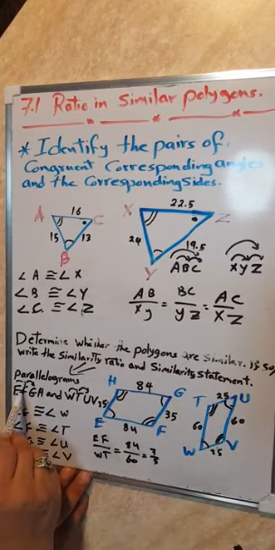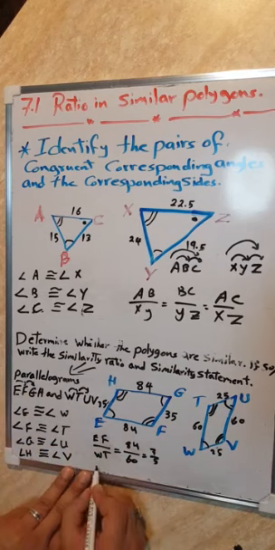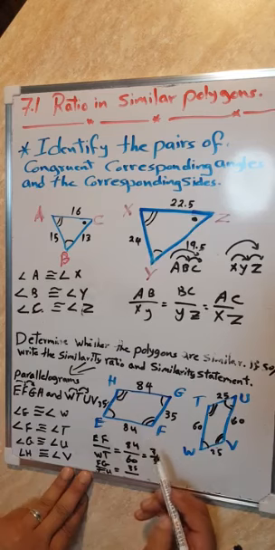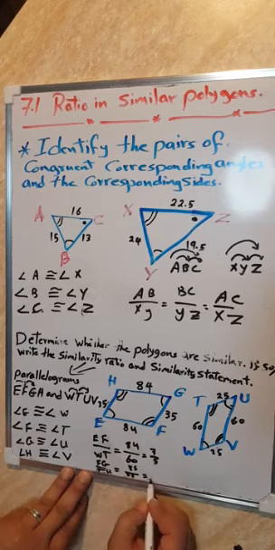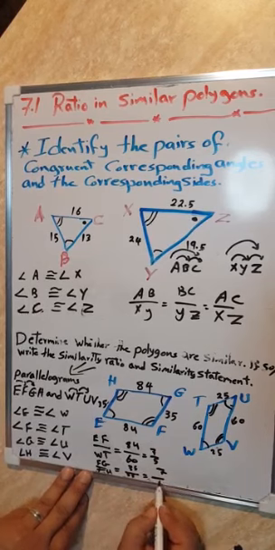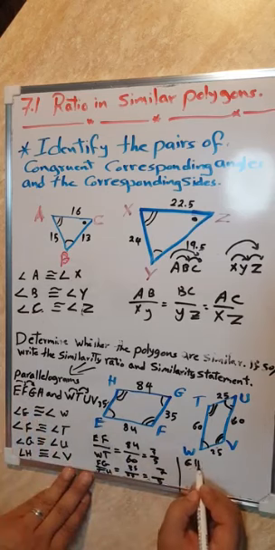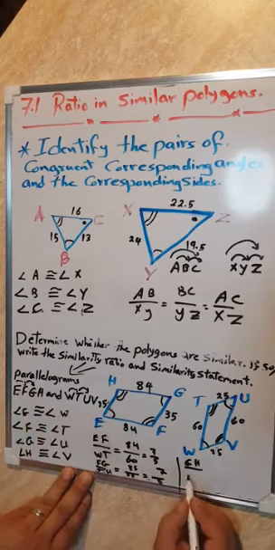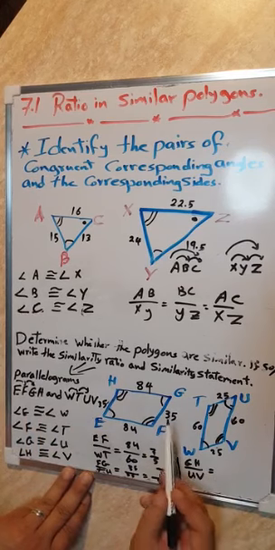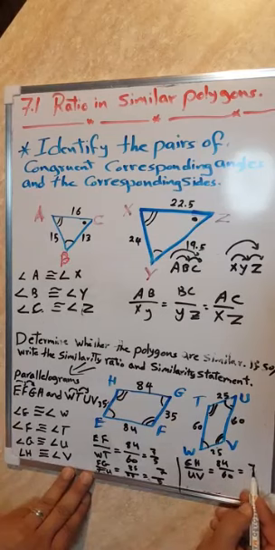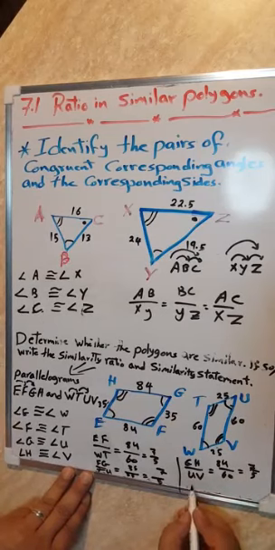Check the other pair, FG and TU. So FG over TU. FG here is 35, while TU here is 25. Divide them, it is 7 over 5. GH over UV. GH is 84 over 60, 7 over 5. Still the same ratio. One more.